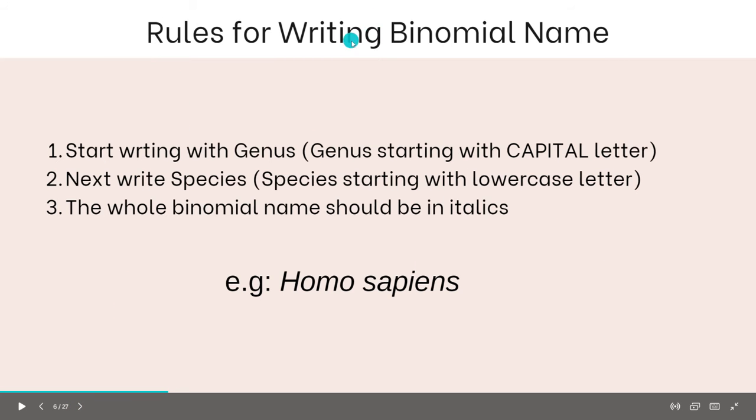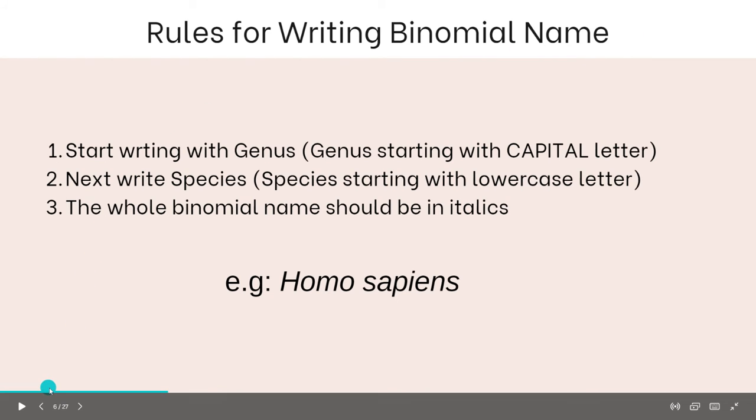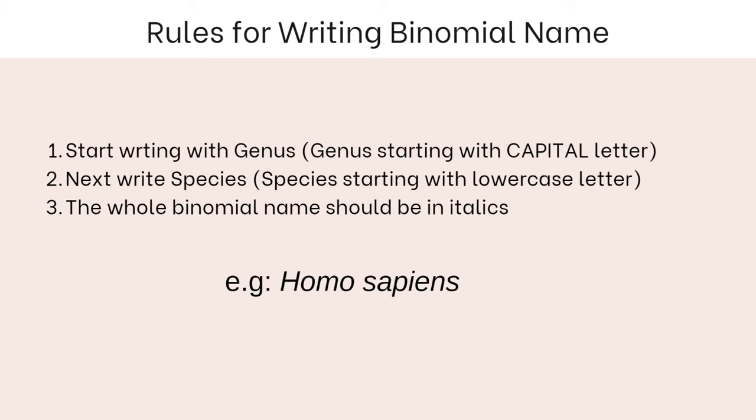How do we actually write a binomial name? From the previous slide, we got to know that a binomial name consists of two parts, one is genus, the other is species. At first, while writing a binomial name you should start with genus. The first letter of genus should be capital. Then after writing the genus, you have to write the species. The first letter should be a lowercase letter.